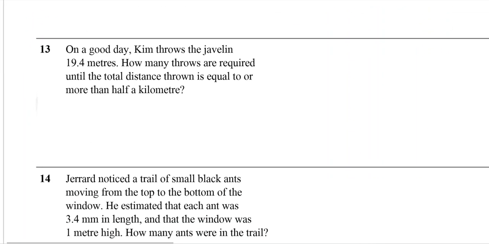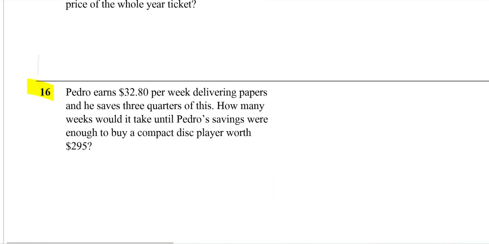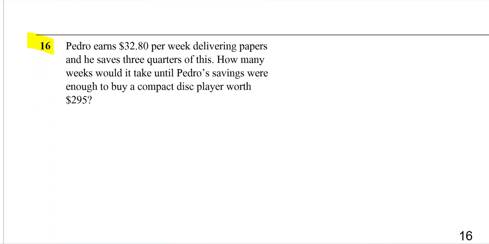Okay, I think I highlighted another one down here, down the bottom, 16. Pedro earns $32.80 per week delivering papers, and he saves 3/4 of this. How many weeks would it take until Pedro's savings were enough to buy a compact disc player?